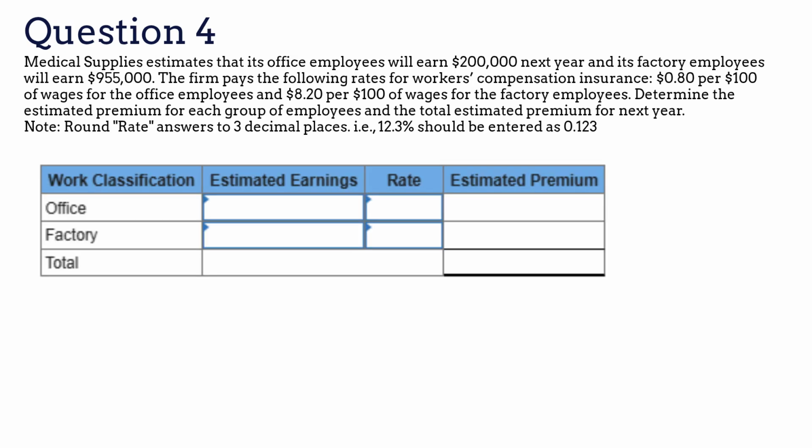Question number 4 is about Medical Supplies Company, and your task is to calculate the estimated premium for the company's workers' compensation insurance. The company's employees are grouped into 2 different work classifications, office and factory. Start by identifying the estimated earnings for each work classification and then the applicable rate. Finally, calculate the estimated premium. Please use the Check My Work option to double-check your calculation.